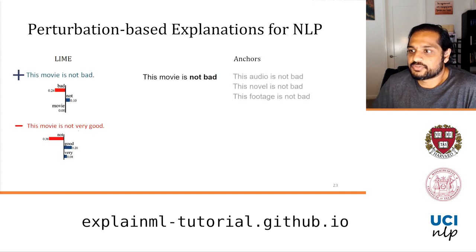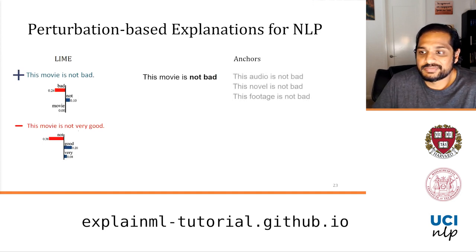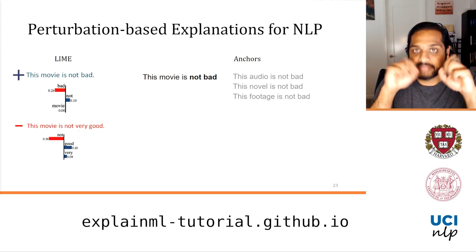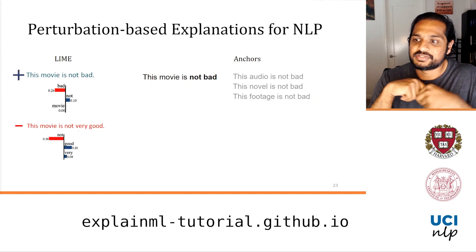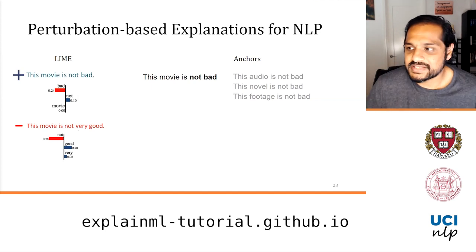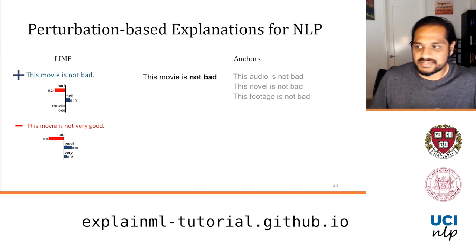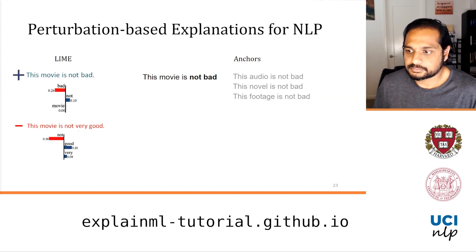Here is an example of anchors for the same instance. This movie is not bad. The anchor here ends up being not bad together, right? So it doesn't break it into individual pieces. And those sentences in gray are some of the perturbations that are used to figure out that not bad is a positive phrase for the model.